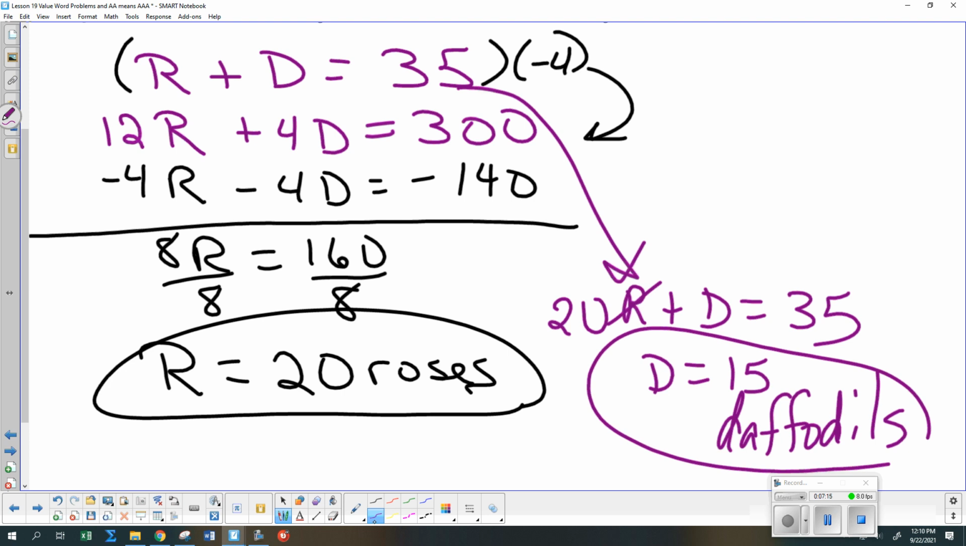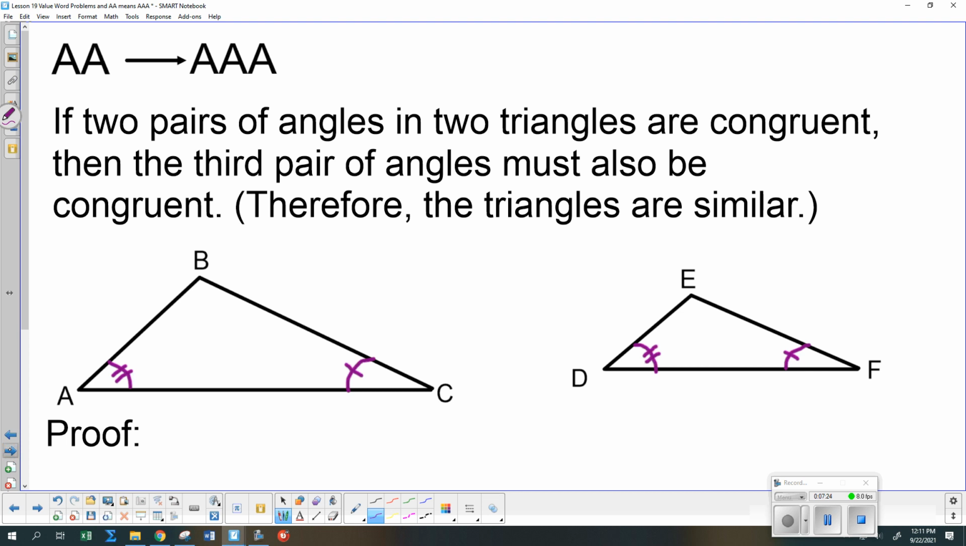And we make sure we all... Okay, I'm going to prove AA implies AAA. We're going to use that once, whiteboards, and then we'll get some work done.